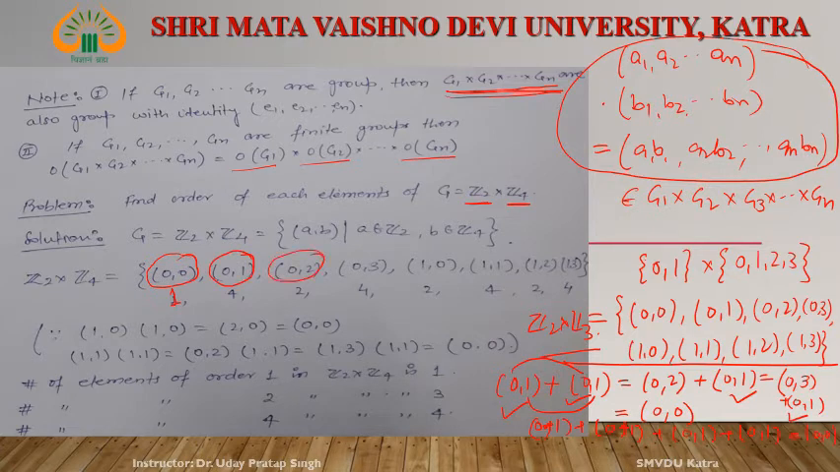Order of this element: (0,2) plus (0,2) is (0,0), so the order of this is 2. And the order of this is 4. The order of this is 2. Right? The identity has order 1. Then how many elements of order 1? The identity element, 1 element. How many elements of order 2? 1, 2, 3. 3 elements of order 2. How many elements of order 4? 4 elements of order 4. Right? What is the total number of elements? 4 plus 3 plus 1, that is 8.